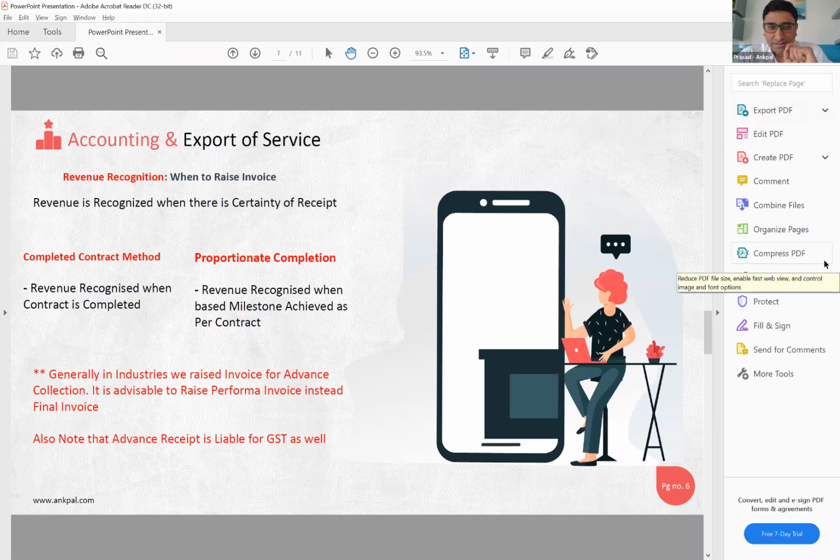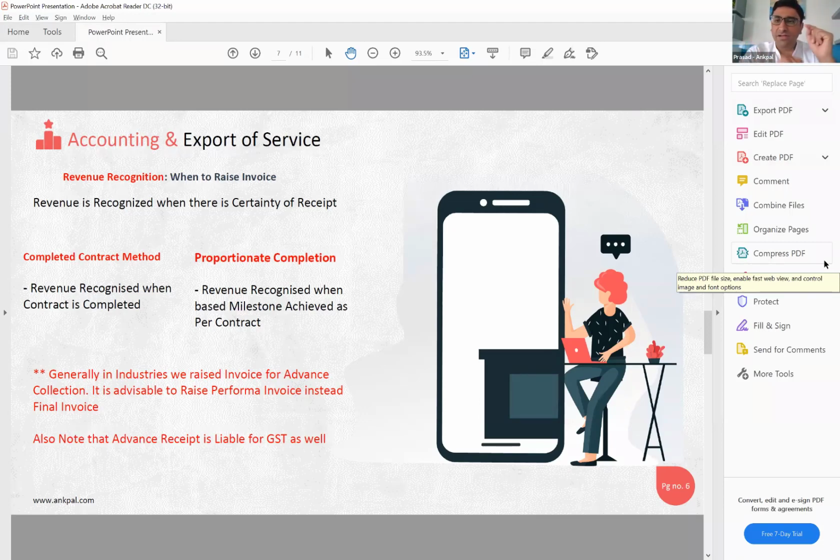But just to bring your kind attention, an advance receipt is also taxable for GST. Whatever advance you have received, say $5,000, you have to mention in your GST return that it is an advance receipt, on which, if you are paying GST on export of services, you have to charge the GST.